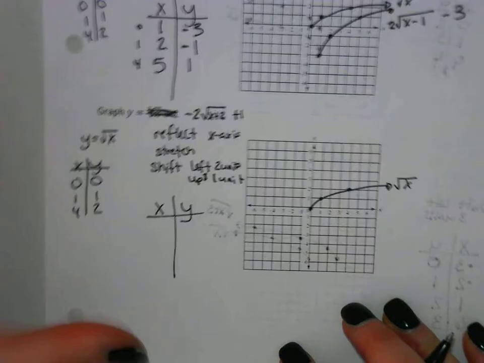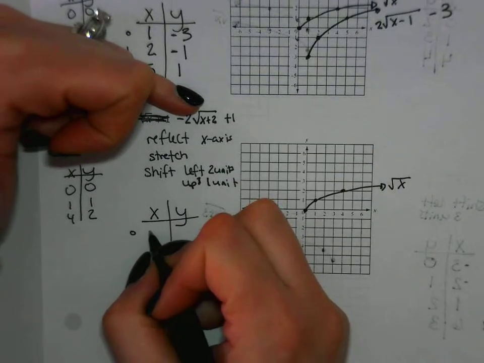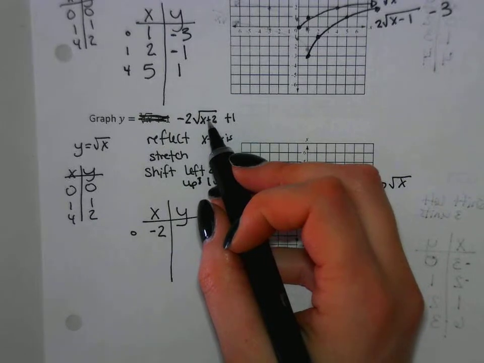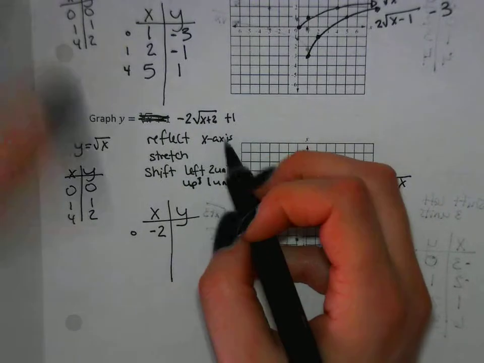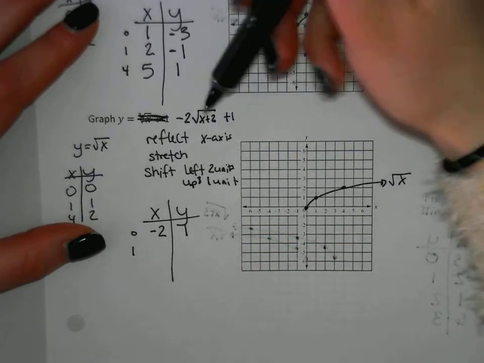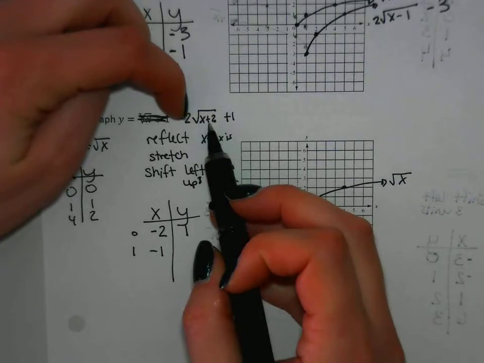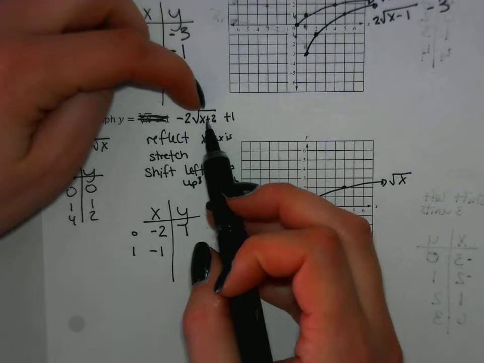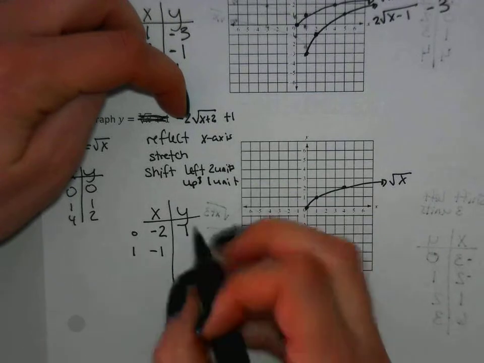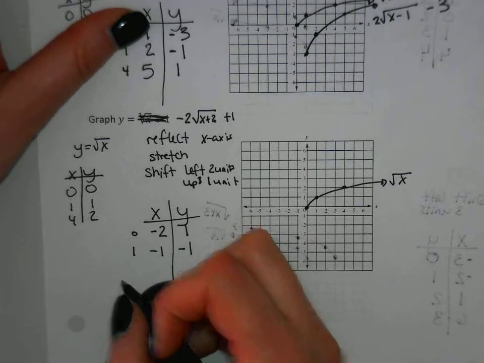Alright. So remember, our first one, we want our radicand to be 0. So that means x needs to be a -2. -2 plus 2 is 0. Square root of 0 is 0. -2 times 0 is 0. Plus 1 is 1. So then we want our radicand to be 1. So if x is a -1, -1 plus 2 gets us 1. The square root of 1 is 1. -2 times 1 is -2, and -2 plus 1 is a -1.